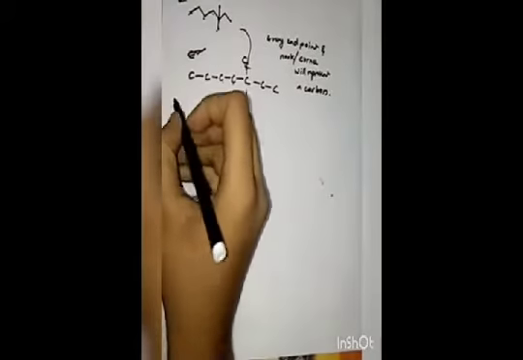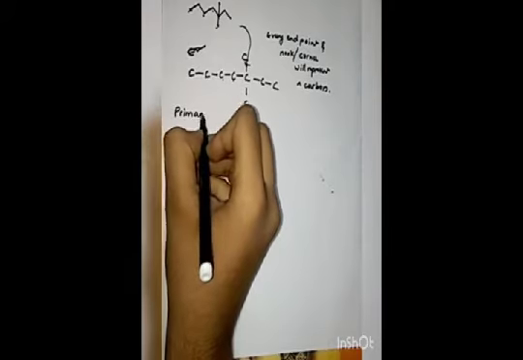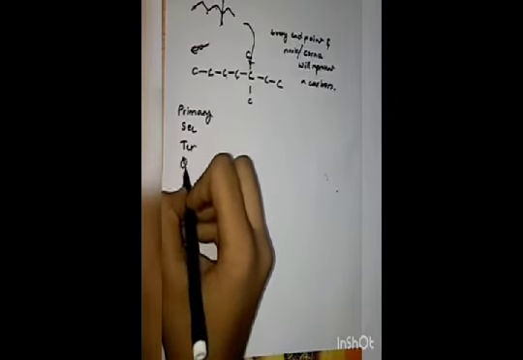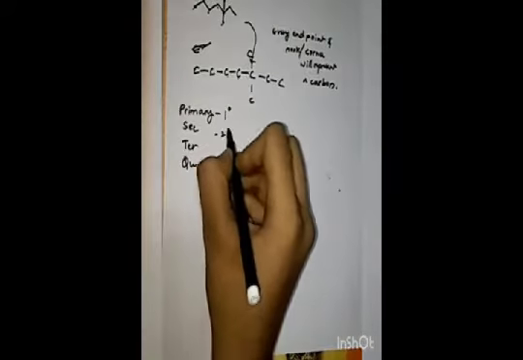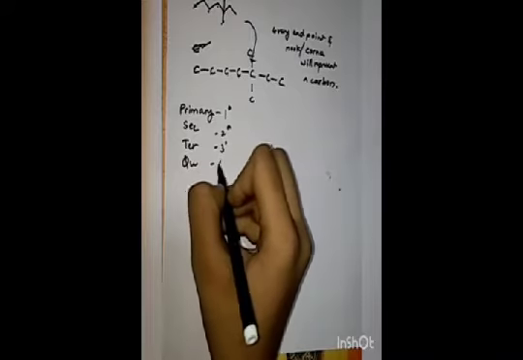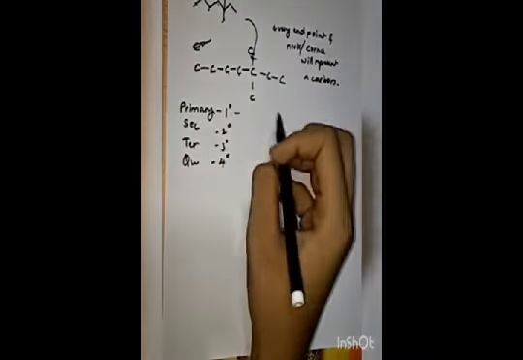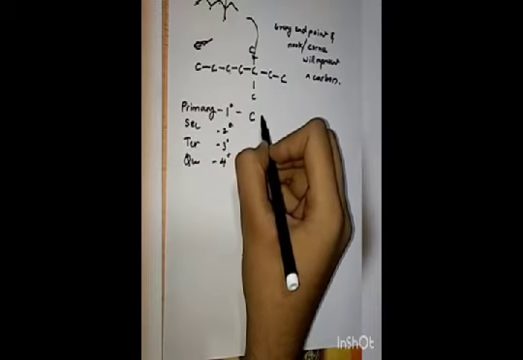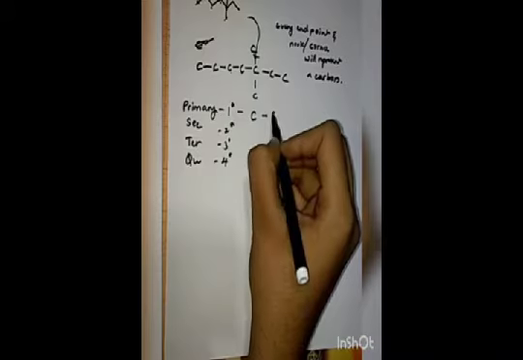Be clear about what is a primary, secondary, tertiary and quaternary carbon. So it is represented by this, this and this. A primary carbon, or first degree carbon, is a carbon bound to a single carbon atom, directly attached to a single carbon atom.